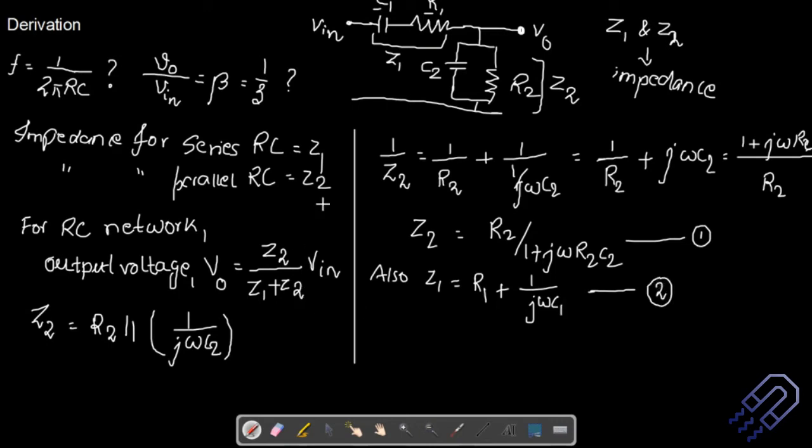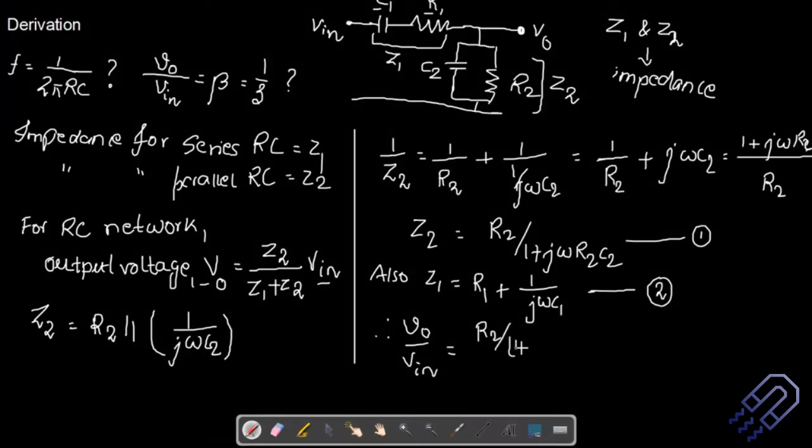What is our aim? Our aim is to find out beta, and in the process, we are going to find out what is F. Beta is nothing but V0 divided by Vin, so we can take it from here. V0 divided by Vin is nothing but Z2 divided by Z1. This is something which you have to practice. I'm writing this because it's all mechanical, and the process follows very simply.